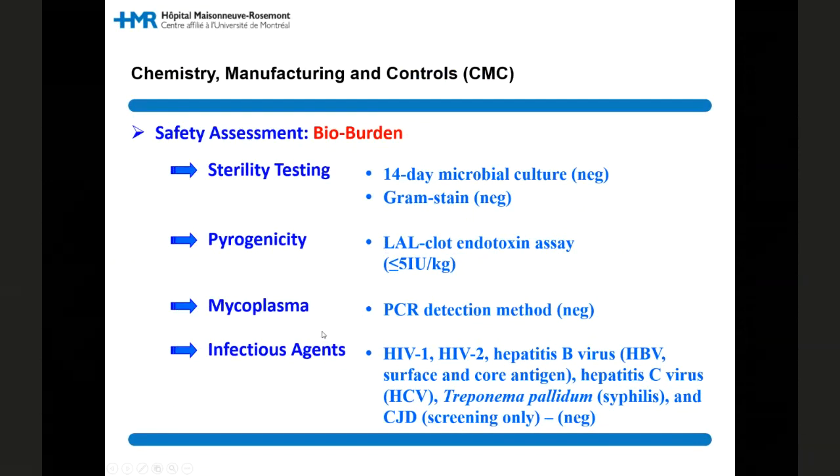You need mycoplasma testing, and you usually need to ensure that the source of cells are not infectious, and therefore test for these various agents before producing. For CJD, it's a screening, not a test that you are performing, but the others are usually tests that you are performing on the cells or on the patient that you are using as a source of cells.